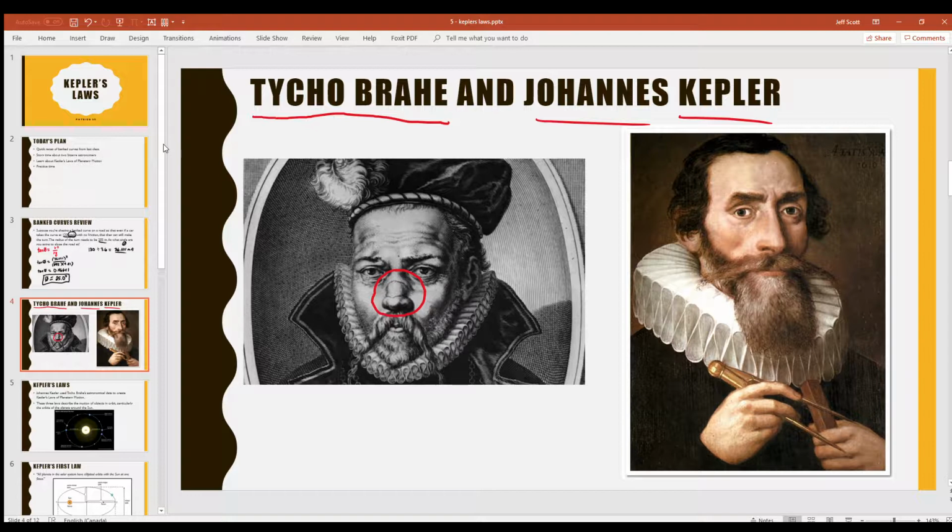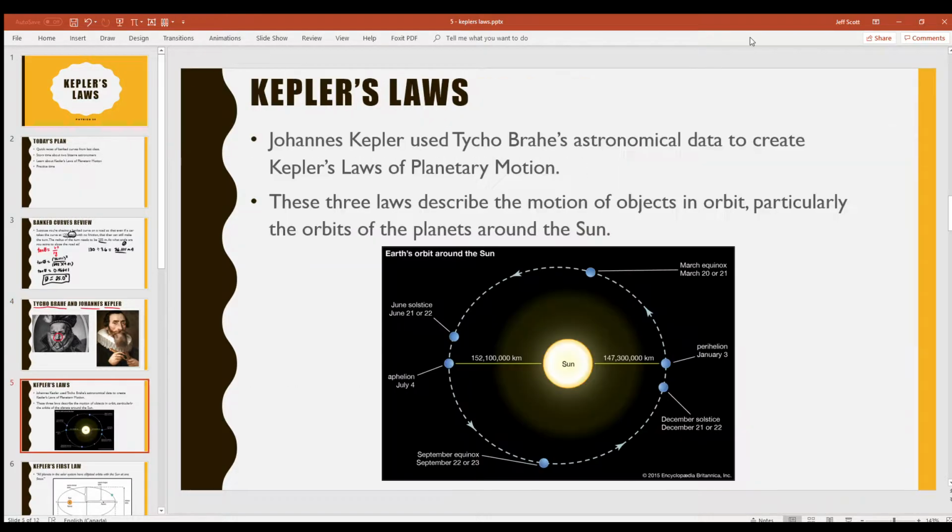Now, Johannes Kepler, again, was his assistant. And after Tycho Brahe passed away, Johannes Kepler took a lot of Tycho Brahe's data and was able to construct something that we call Kepler's Laws. It really explained how planetary motion works. It explains how the planets orbit around the sun, and it was quite revolutionary for the time. So what we're going to do today is take his ideas and run with them.